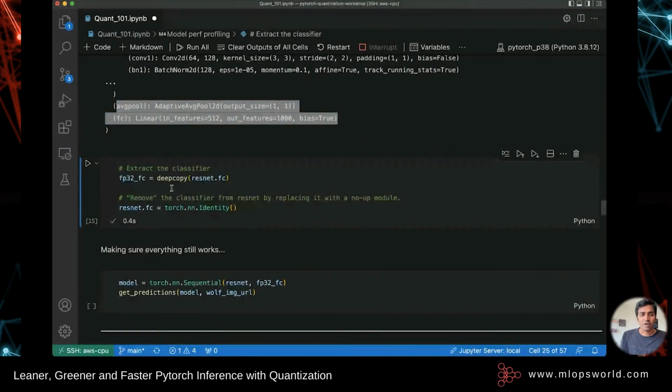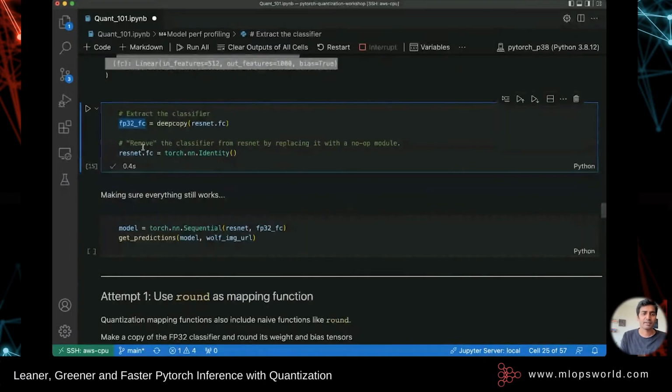So we make a copy of the classifier into FP32FC, and it's named that way because it is still in floating point. And we are deleting the classifier from the ResNet by replacing it with an identity module. And this literally does nothing. It's almost like multiplying by one. So it's a no op. It doesn't do anything. So right now, as of this cell, we have our ResNet model without a classifier, and we have the ResNet classifier in FP32FC.